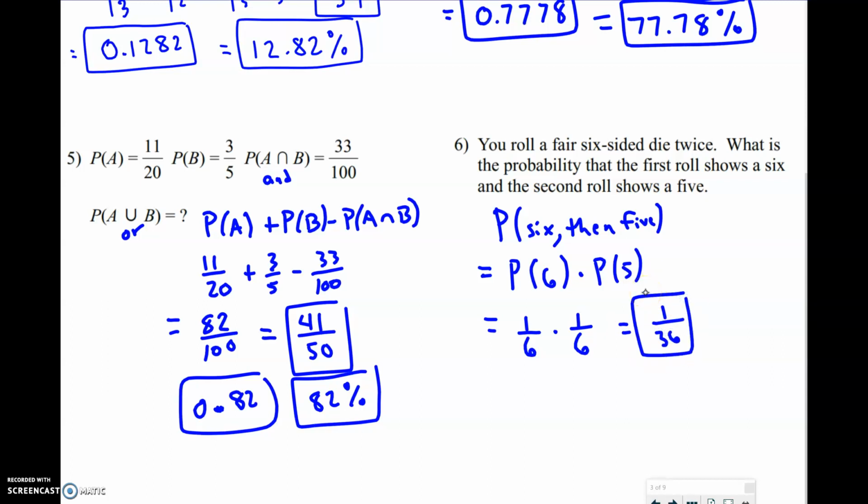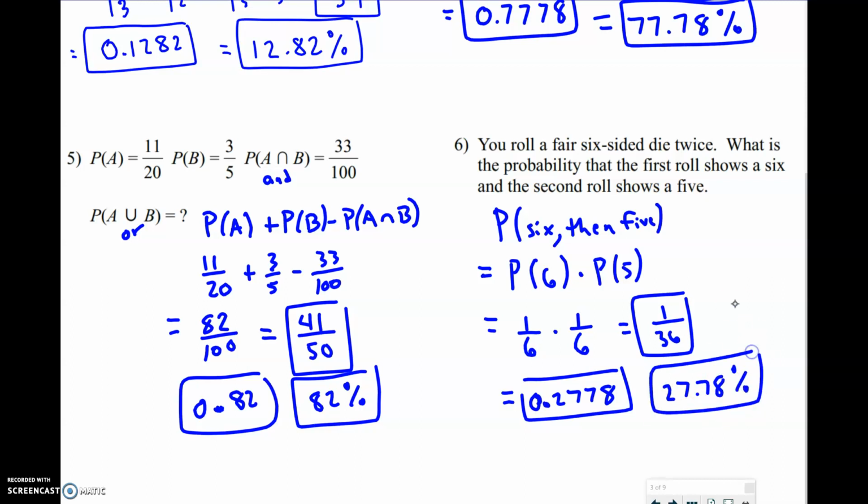Or if we change that to a decimal, grab our calculator, do 1 divided by 36. That is 0.2778. There's my decimal answer. Or if I need a percent, it is 27.78%. And that is the first page of probability, or the first page of the review.